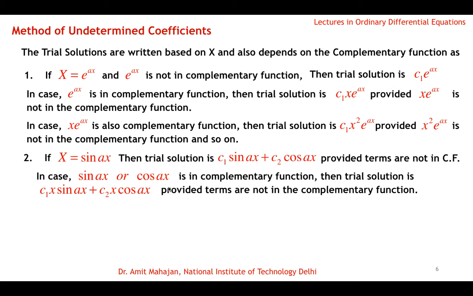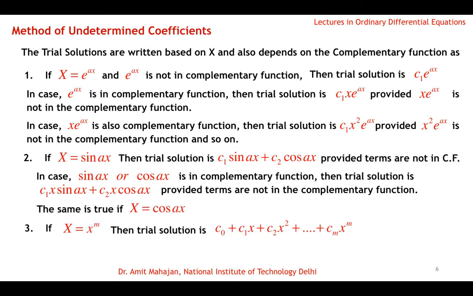The third possibility is that we have a polynomial type term, capital X is x power m. Then the trial solution will be x power m itself and all its derivatives. The x power m derivative will be of order m minus 1, then x square times a constant, and then the rest are 0. So it will be a polynomial with all the terms: constant, linear, quadratic, and so on up to x power m, with different constants.